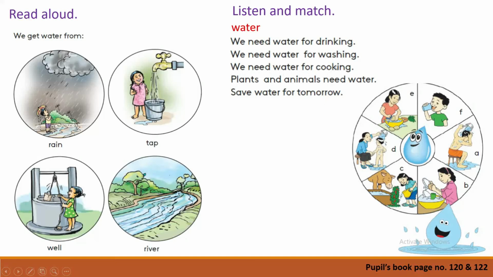We need water for cooking. Picture E. Plants and animals need water. Yes, picture C. There is a cow and there is a plant. This girl is watering the plant. Today lesson, we have learned about water and how we get water from.